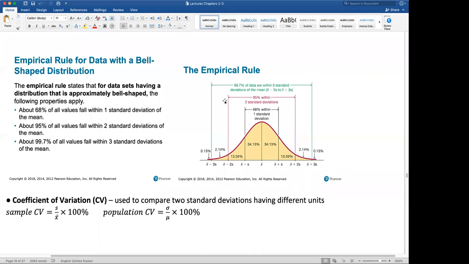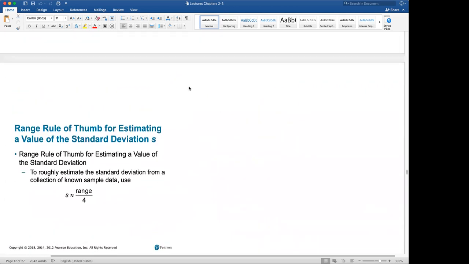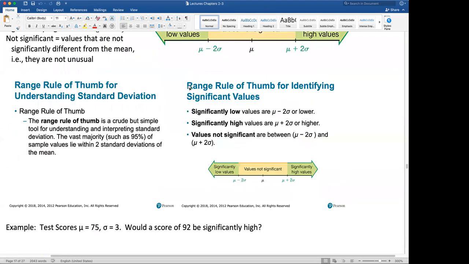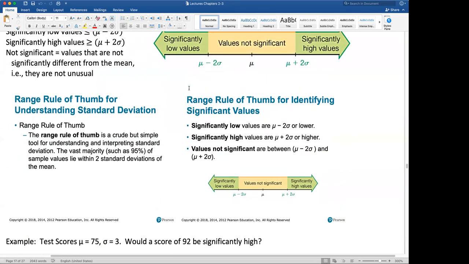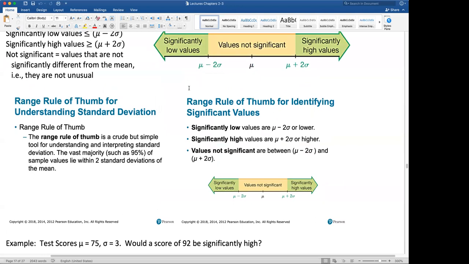In this video, I'm going to continue to look at the measures of variation. So let's start with the empirical rule for data with a bell-shaped distribution. Last time we learned about significantly low values and significantly high values.